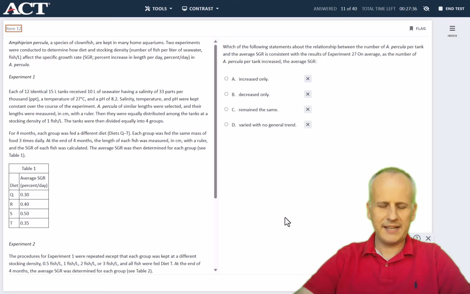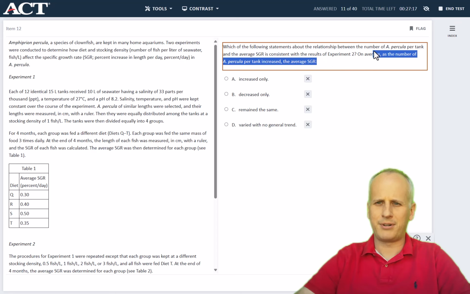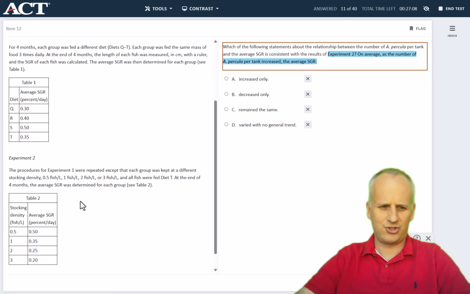and move on to the next of the science passages. Again, we are going to engage with the questions on a question-by-question basis rather than reading everything up front. And this question states, which of the following statements about the relationship between the number of A. percula per tank and the average SGR is consistent with the results of experiment 2? On average, as the number of A. percula per tank increased, so we're going to focus on just experiment 2, as the number of A. percula per tank increased, what happened to the average SGR?